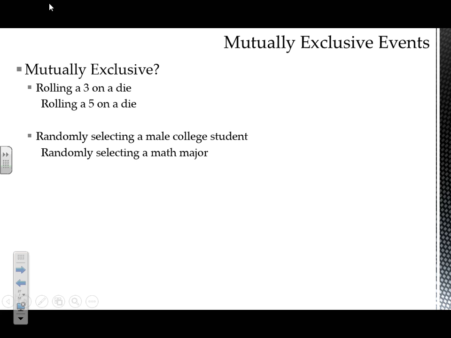How about randomly selecting a male college student and randomly selecting a math major? So if you're on a college campus, you're going to randomly select a male college student, randomly select a math major. Can you select a male college student that is also a math major? Yeah, more than likely, there's at least one male that's also a math major. Okay? So those would not be mutually exclusive.